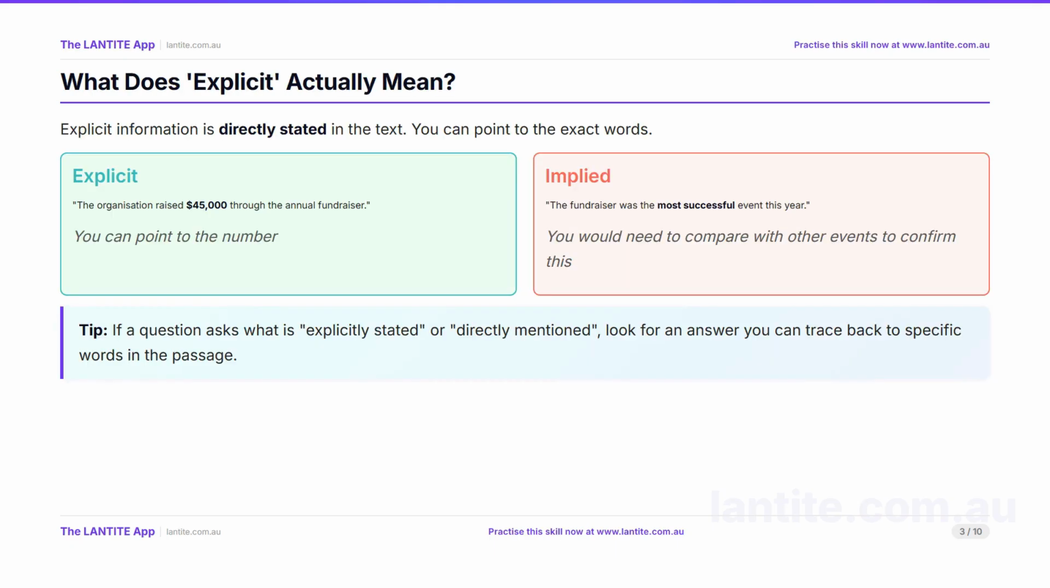Let us be clear about what explicit means. Explicit information is directly stated in the text. You can literally point to the exact words. Look at the 2 examples on screen. The first says the organization raised $45,000. That is explicit. You can see the number right there. The second says the fundraiser was the most successful event. That sounds factual, but it is actually implied. The text does not compare it to other events. When a question asks what is explicitly stated, you need an answer you can trace back to specific words in the passage.